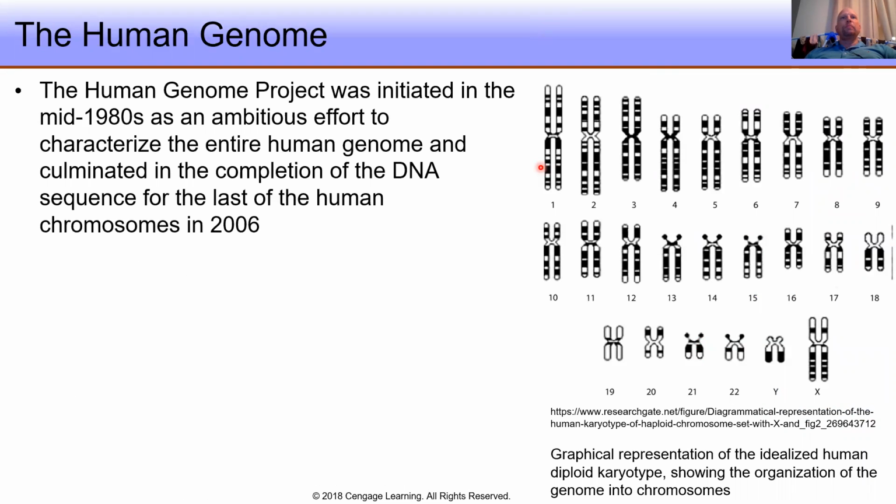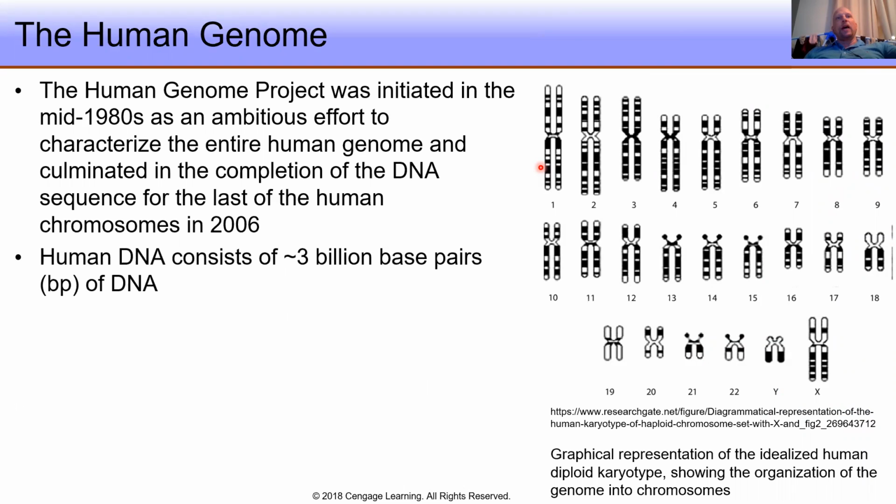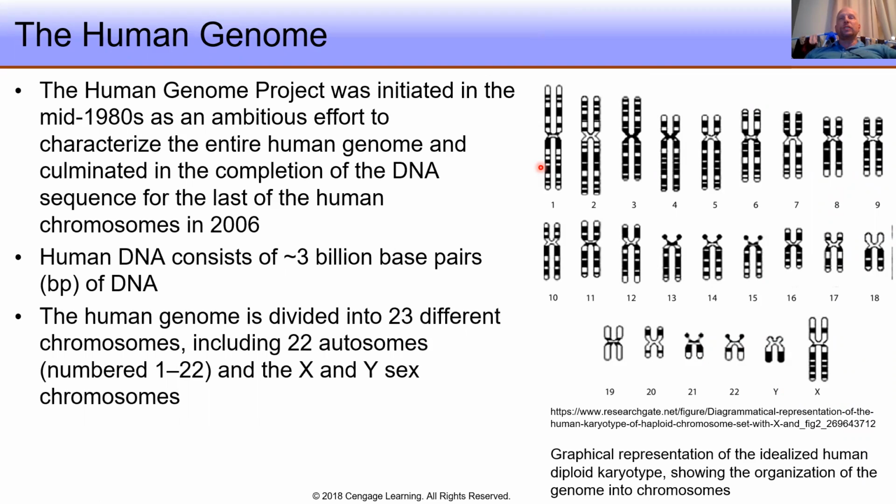Okay, so the Human Genome Project began in the mid-1980s and was completed in 2006. And our genome is 3 billion base pairs long. And of course, it's divided into chromosomes. We have 23 different chromosomes. And of these, 22 are the autosomes, which are non-sex linked chromosomes. And then, of course, we have the X and the Y sex chromosomes. And females have 2 X chromosomes and males have an X and a Y chromosome.